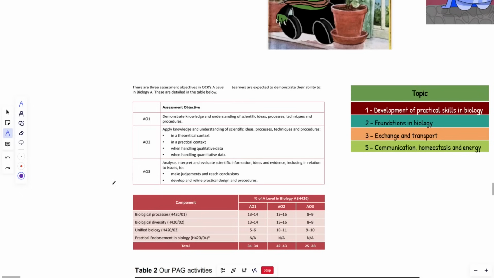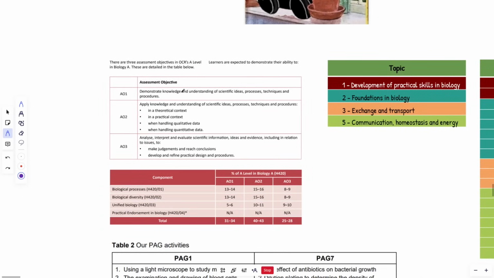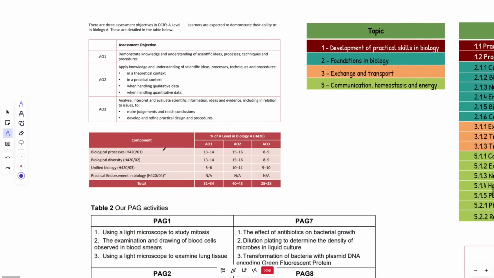Okay, AO2 is slightly different. AO3 is different. So they're all slightly different, but they're telling you the style of question that you're going to come across in the exam. And there's a breakdown. You can see here that there's a rough split between these three objectives, and they're broken between paper 1, 2, and 3. Okay, practical endorsement, completely ignore that.